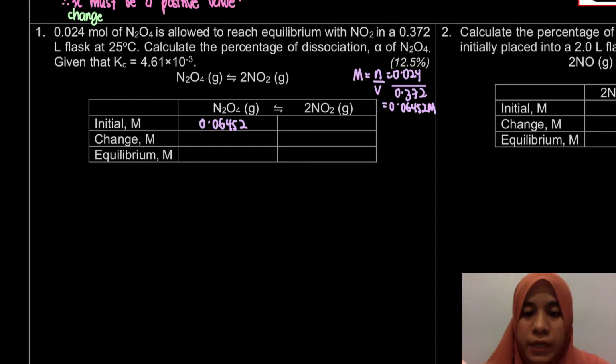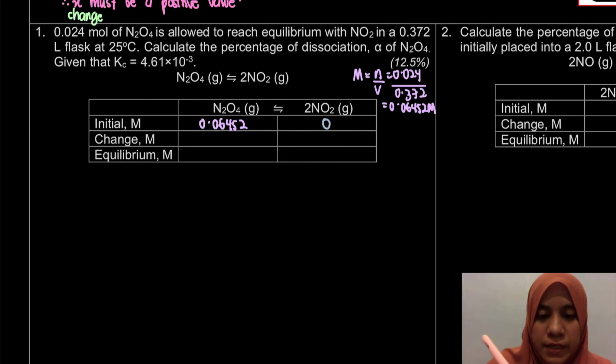If the information for the product is not given to you, we assume it is zero, because at the start of the experiment none of the product has been formed. For the changes, this will be minus X and this will be plus 2X. For equilibrium, we're just going to combine these two.